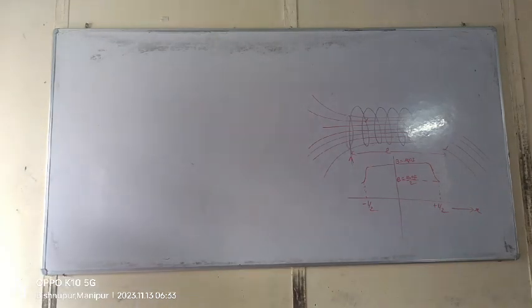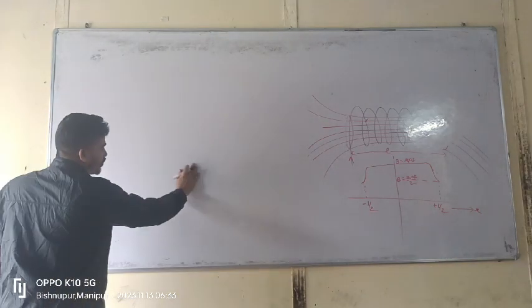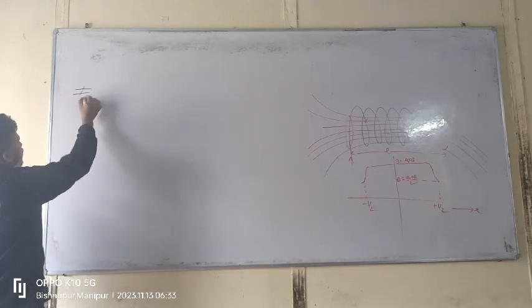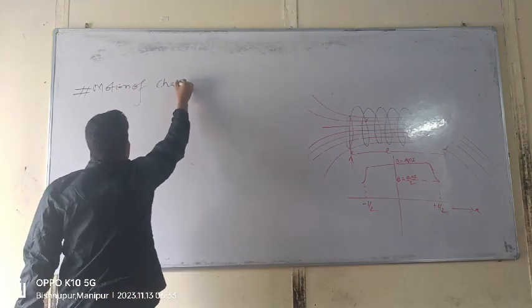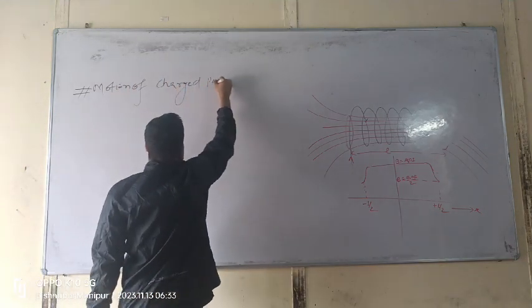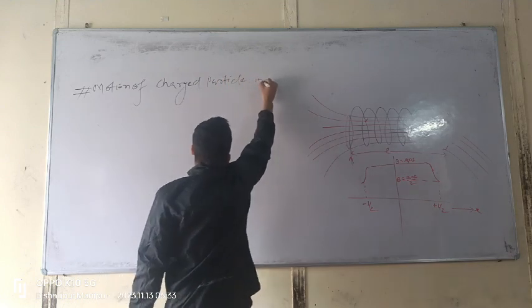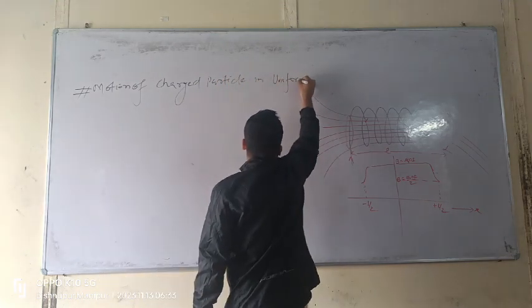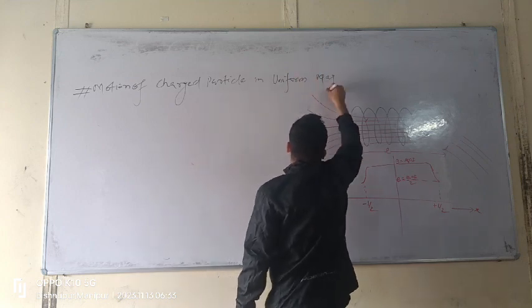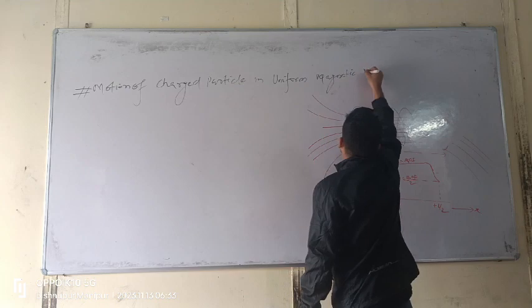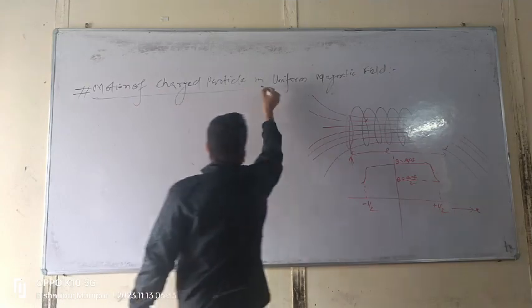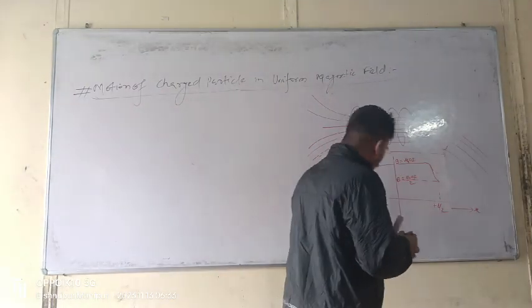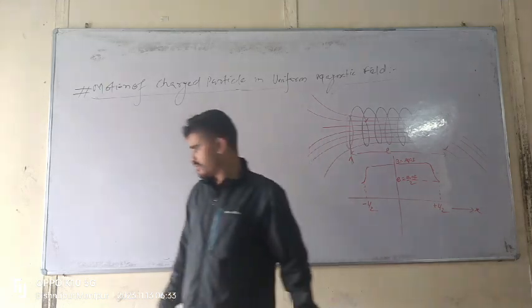Okay, let's start. What was I talking about? Let's do motion of charged particle in uniform magnetic field. Everyone understand? Motion of charged particle in uniform magnetic field. Give the heading. Where is the duster? Give the heading: motion of charged particle.